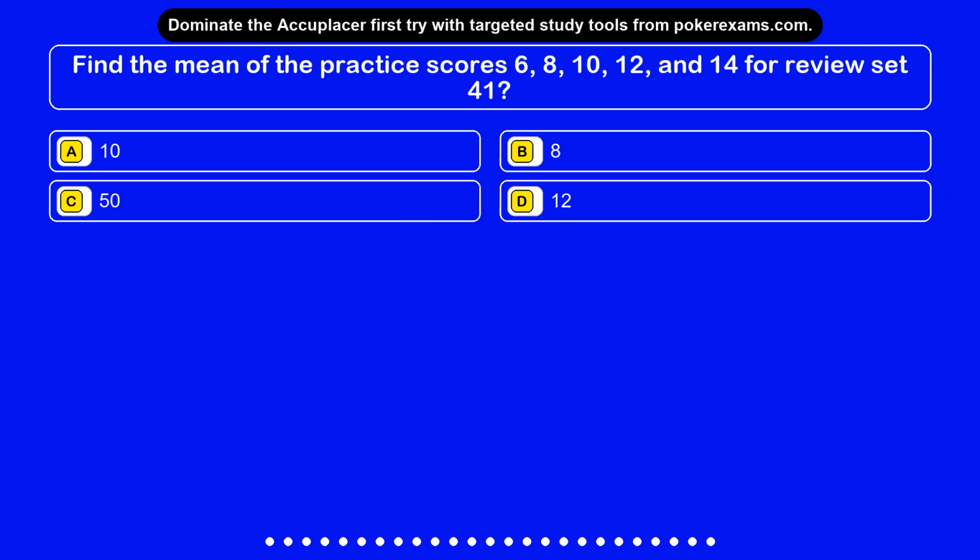Question 9. Find the mean of the practice scores 6, 8, 10, 12, and 14 for review set 41. Option A, 10. Option B, 8. Option C, 50. Option D, 12.